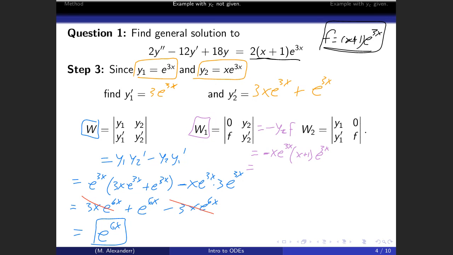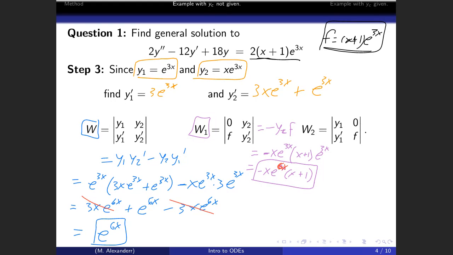You simplify this, and then this turns out to be negative x e to the 3x, and then multiplied by x plus 1. I'm going to make a simplification here. So this is actually 6x. The coefficients, the powers add up, and so it gives you 6x for the exponential. All right, so that's the middle W1. So that's this function. And now we have one more thing to calculate here.